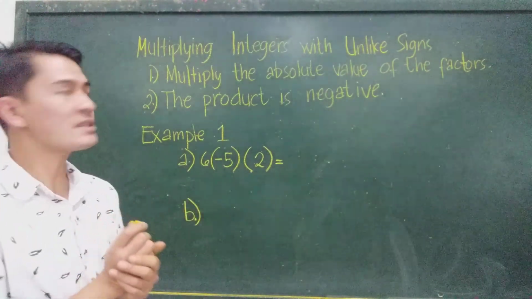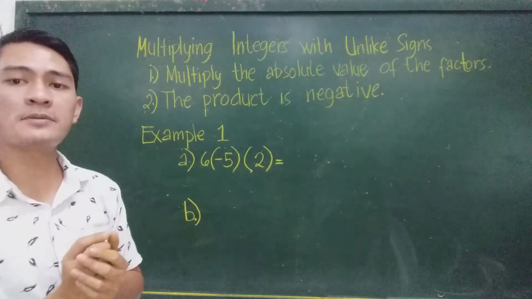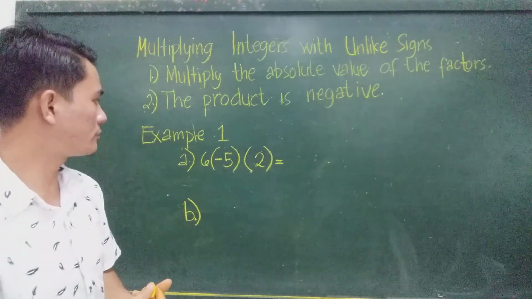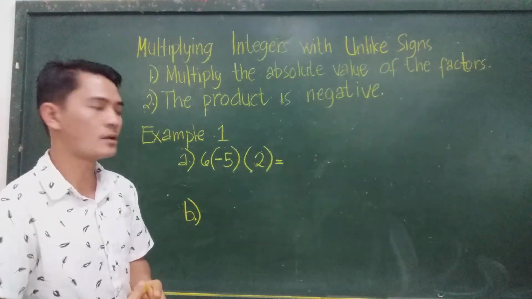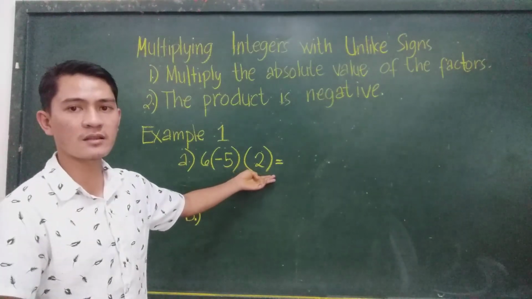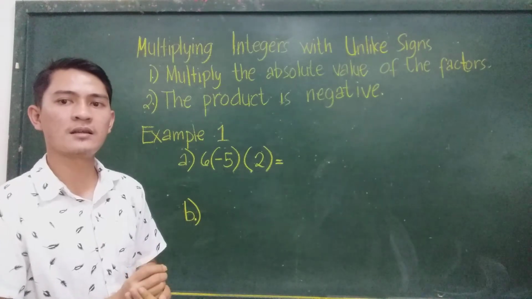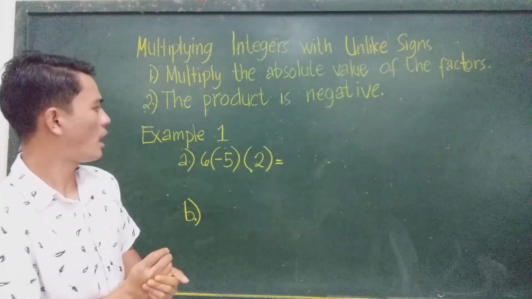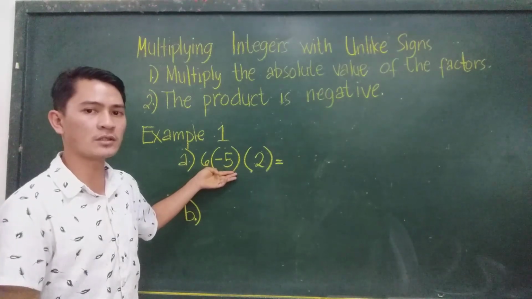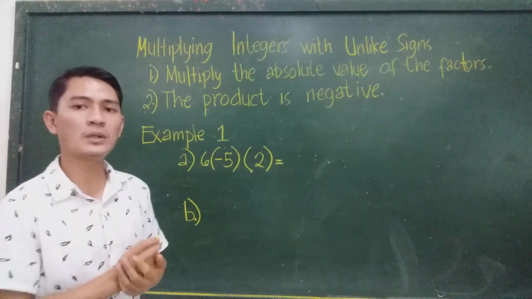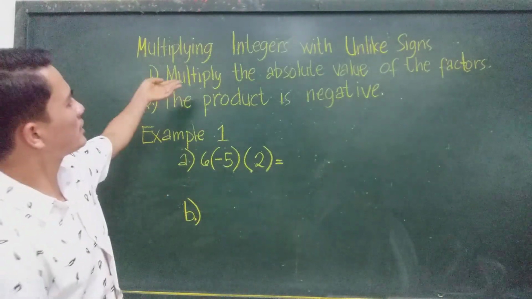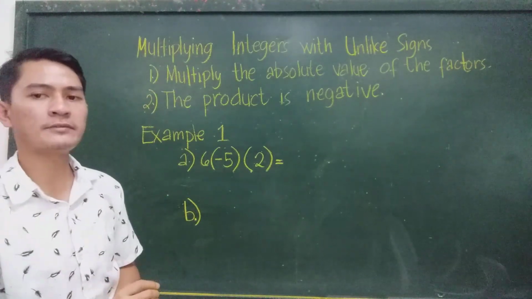So the first thing to do is multiply the absolute value of the factors. What numbers are the factors of our given equation? Okay, we have 6, 5, and 2. We call these three factors. How about the answer of this equation? What do you call it? Okay, the answer will be the product. Now, since we have read the steps, multiply the absolute value of the factors.